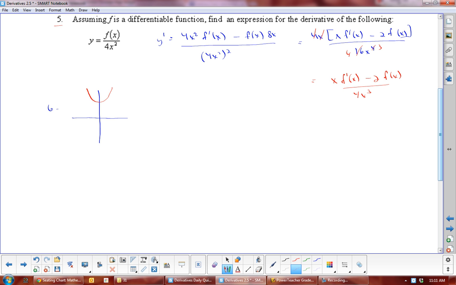And it says, find the 2 tangent lines that would go through the origin and meet the curve. So what we're looking for are 2 lines that meet like this.